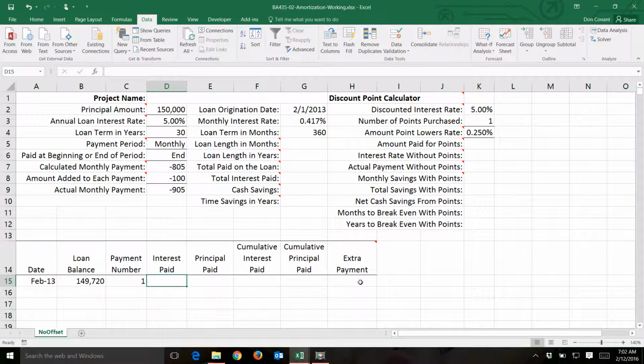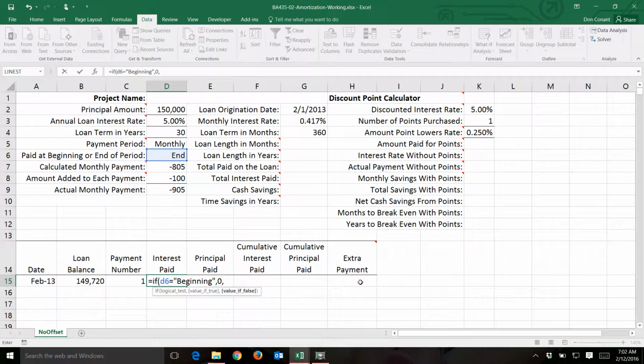The interest paid, we need to calculate what portion of what we paid was interest. Again, it depends on whether we paid at the beginning or at the end. So let's take a look at this. Equals, we'll use the if statement. We'll look at D6 again, and if it equals beginning, then none of the payment was interest. No interest had accrued. We just reduced the balance, the principal.